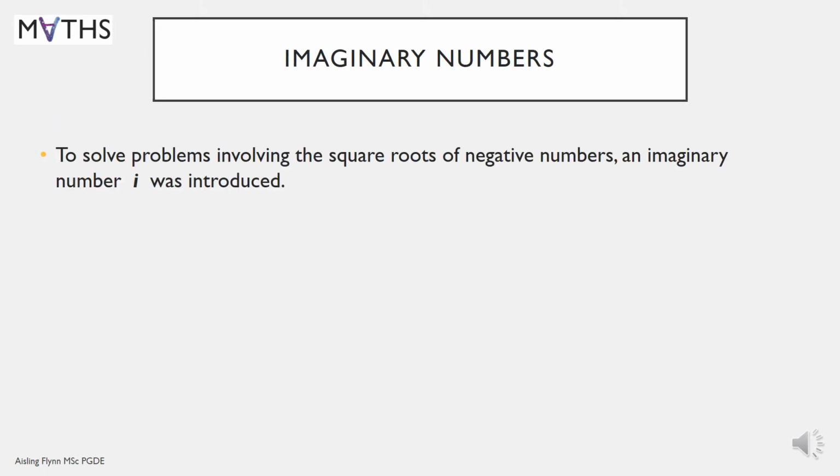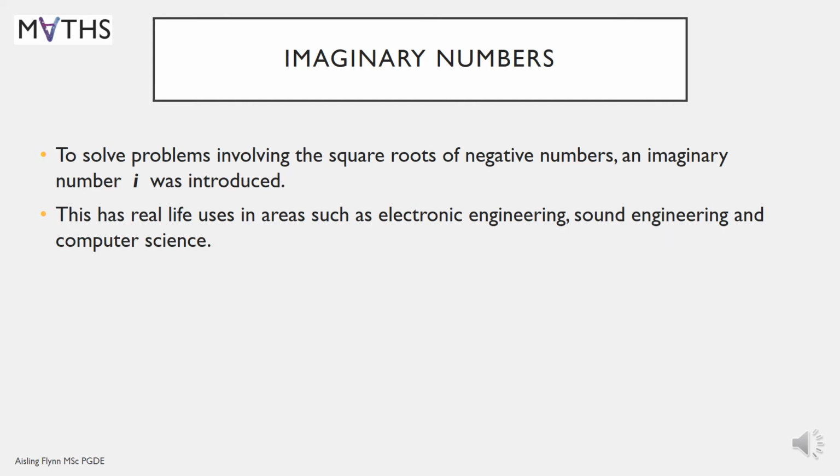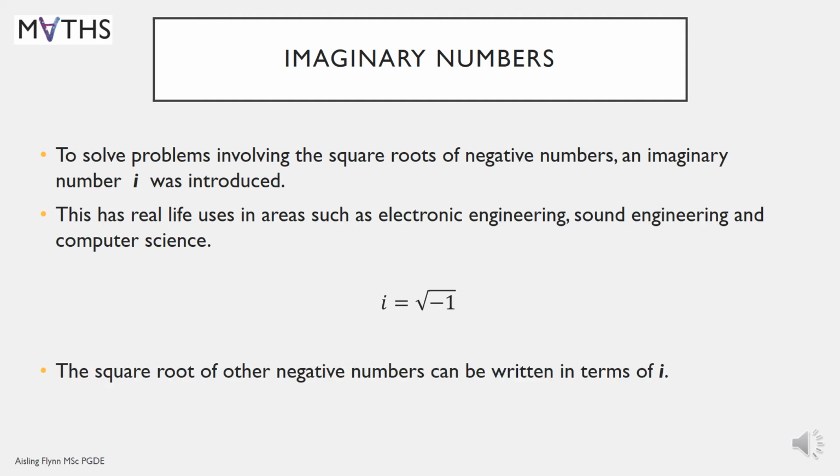To solve problems involving the square roots of negative numbers, an imaginary number i was introduced, so i for imaginary. This has real-life uses in areas such as electronic engineering, sound engineering, and computer science, such as software development, and other areas also. And the definition of this imaginary number i is that i equals the square root of minus 1. Okay, so i is the square root of minus 1, and the square root of other negative numbers can be written in terms of i.